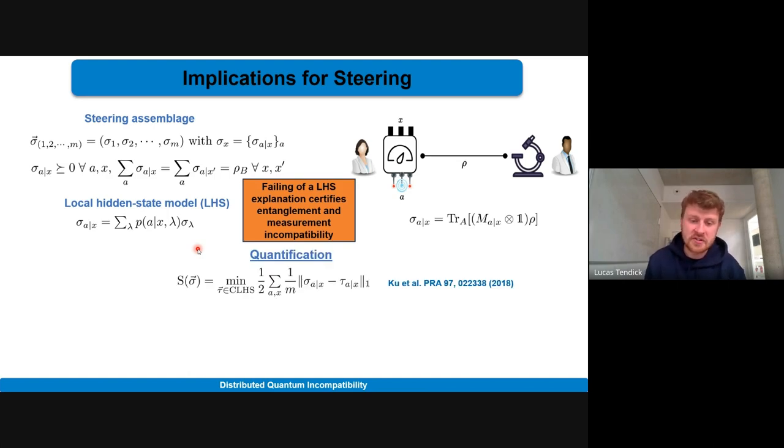Now we can also quantify steering by this quantifier here, which was introduced in this previous work by Ku et al. And here it's very similar to the quantifier we introduced before. We have also some probability distribution Px, which I already substituted here with 1 over n. And then we have the distance between these state assemblages in the one norm, so in the trace norm, not the diamond norm anymore.